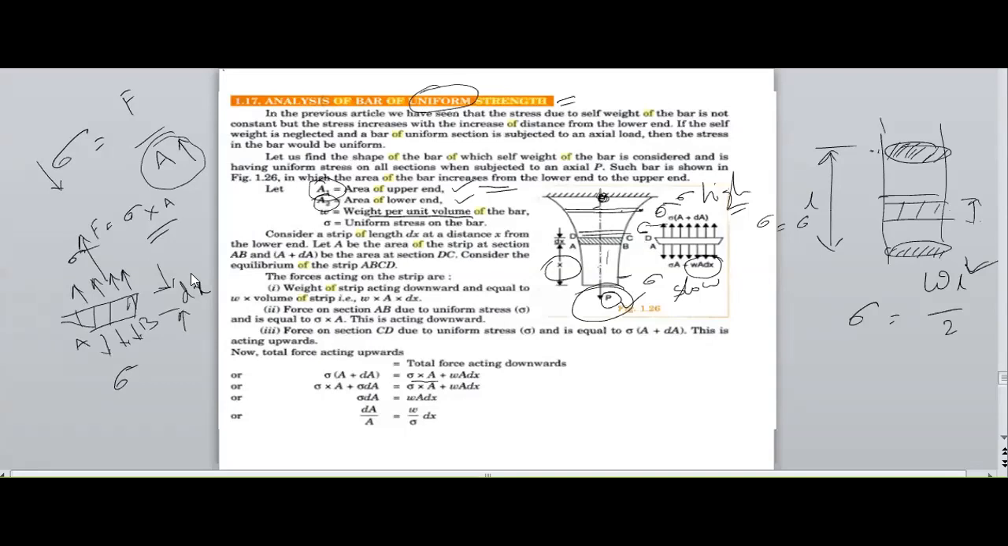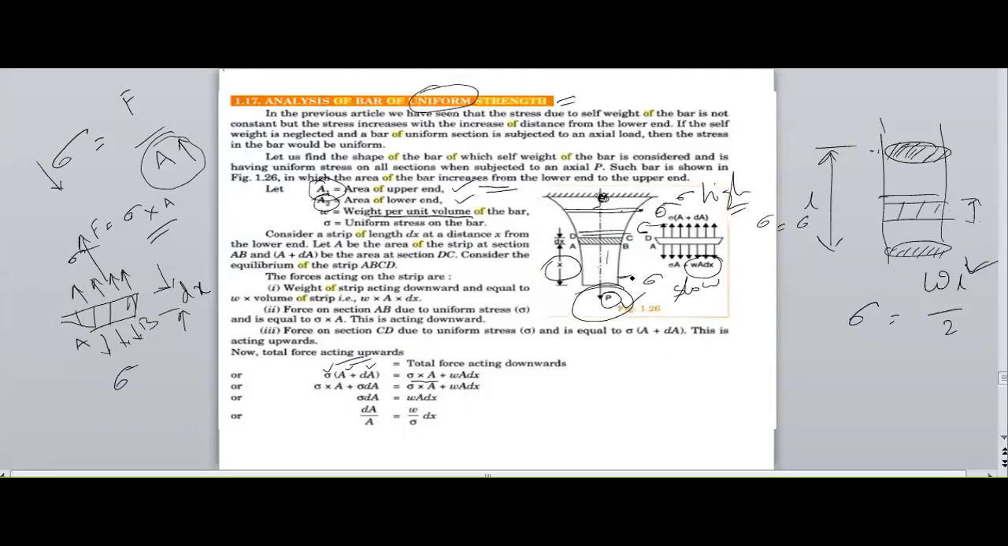Here stress is sigma. Therefore, the force acting in the upward direction is stress into area, where the area is capital A plus capital dA. That is, the area is somewhat increased in the topmost layer of the strip. Therefore, I am considering A plus dA as the area at the topmost face of the strip.